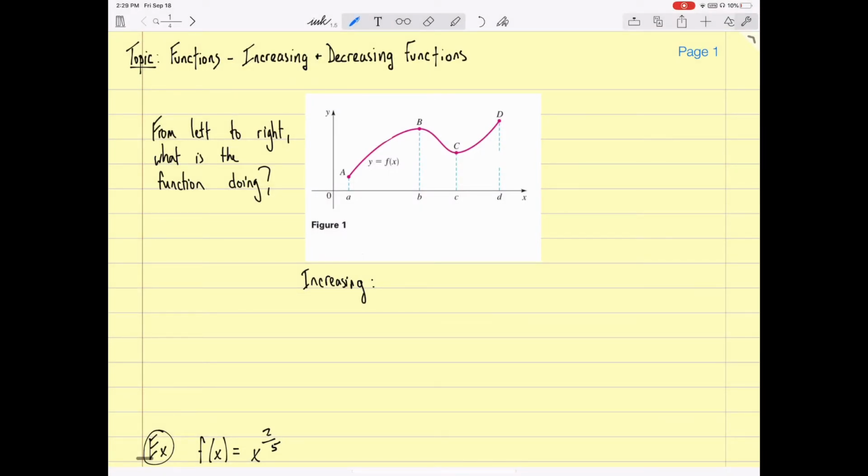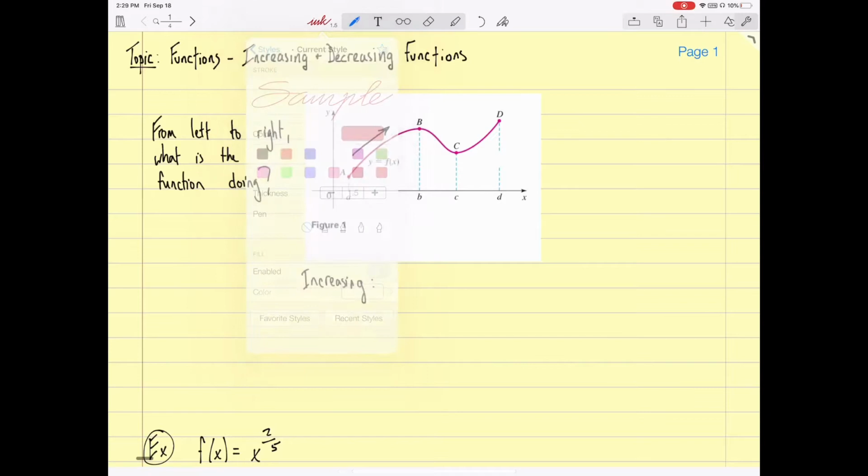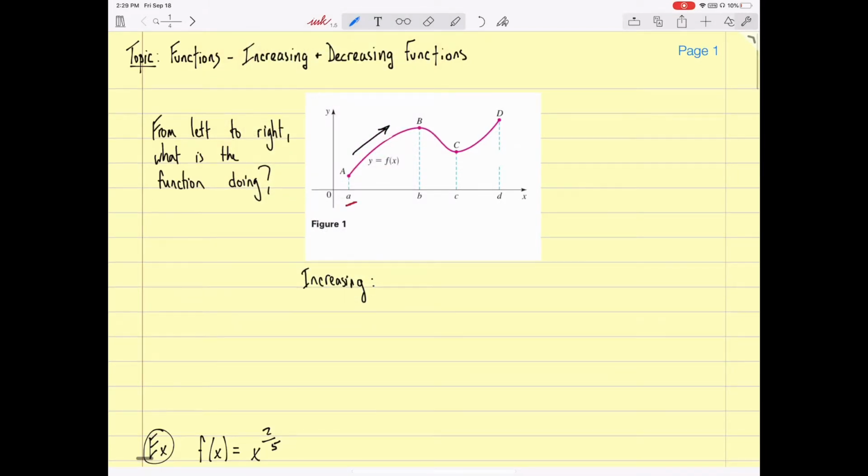So if you look at this figure one, from left to right, I'm going to look and see where it's increasing first. I can see from left to right, from A to B, it's increasing. And the way I write these, when we write intervals, so I'm going to write the interval from A to B, we're talking about these x values. So we're never talking about the y values, capital A, capital B, C, and D. We're always talking about x intervals.